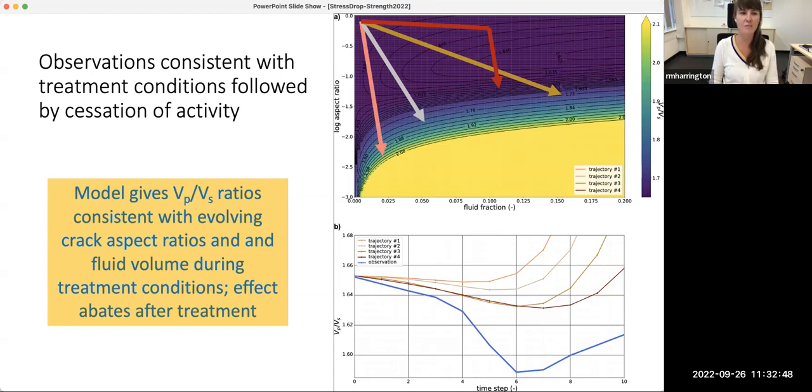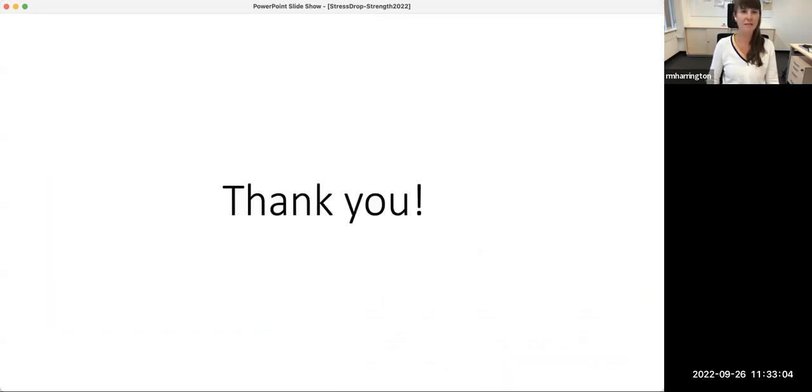So it's an interesting other avenue to pursue besides just looking at stress drop alone, to try to infer rock strength and changes in rock strength with perturbations in stress. Okay, so yeah, that's all I have.